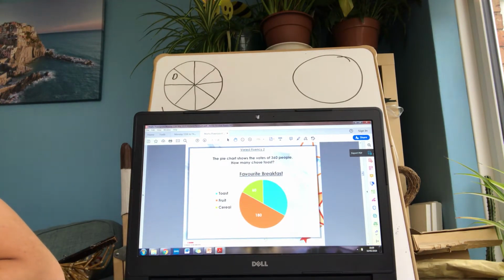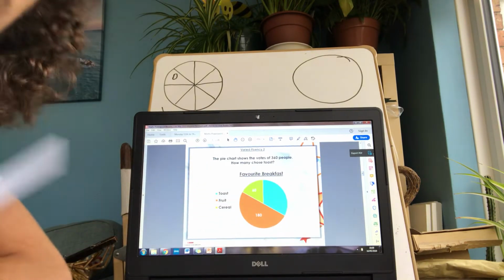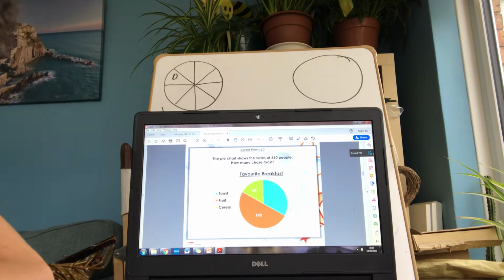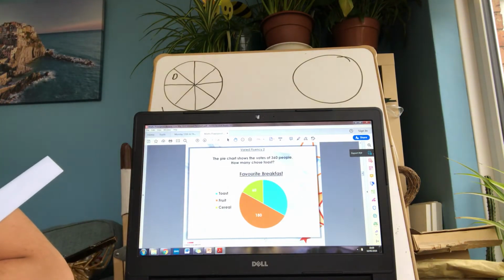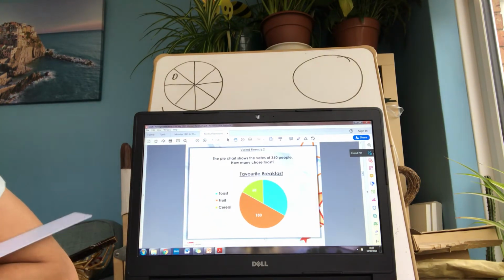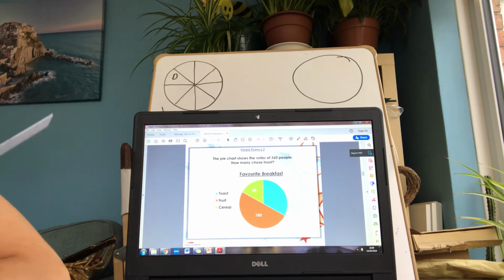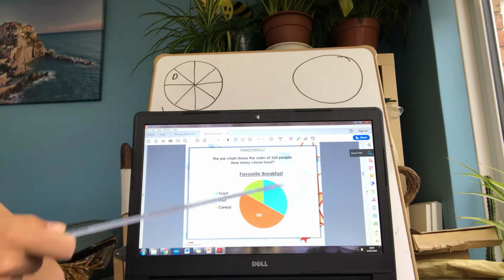Okay, the pie chart shows the votes of 360 people. How many chose toast? So, as you can see, 180 chose fruit, and what fraction would that be? Good, half. So half of the people chose fruit. And then I wonder if anyone can work out what fraction that is. What do you think? What fraction is that? Brilliant. 1/6 chose cereal. So this leftover piece.